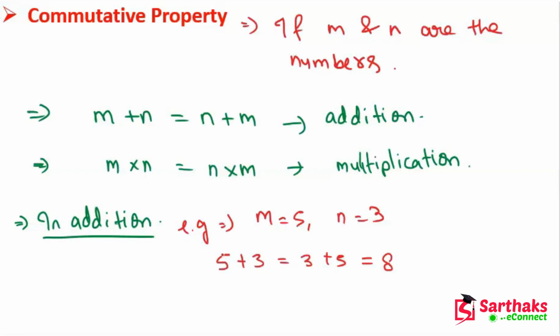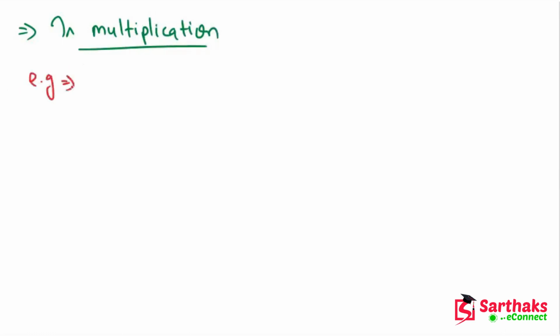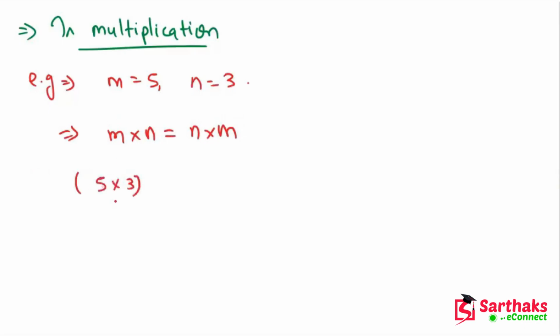Now let's see the case of multiplication. Let's suppose we have m is equal to 5 and n is equal to 3. We know that m into n or n into m will always be the same. So if we multiply 5 into 3 or 3 into 5, we always get the same result, which is 15. I hope you understand these things.